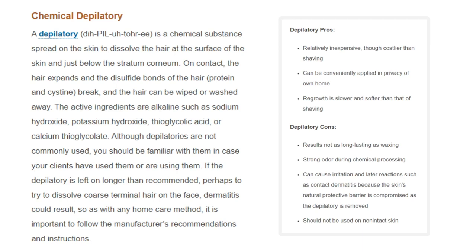Chemical depilatory. A depilatory is a chemical substance spread on the skin to dissolve the hair at the surface of the skin and just below the stratum corneum. On contact, the hair expands and the disulfide bonds of the hair protein, cysteine, break, and the hair can be wiped or washed away. The active ingredients are alkaline, such as sodium hydroxide, potassium hydroxide, thioglycolic acid, or calcium thioglycolate.